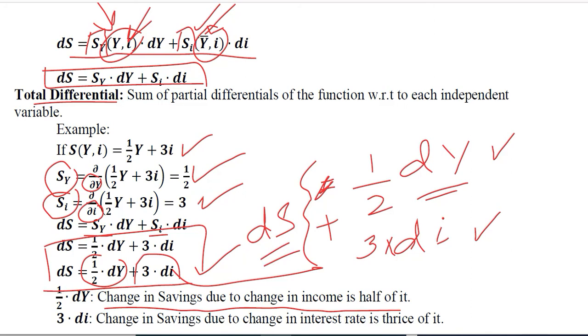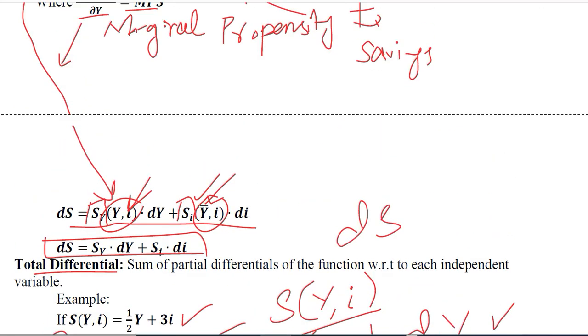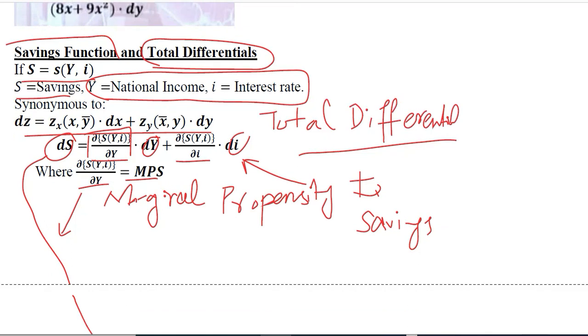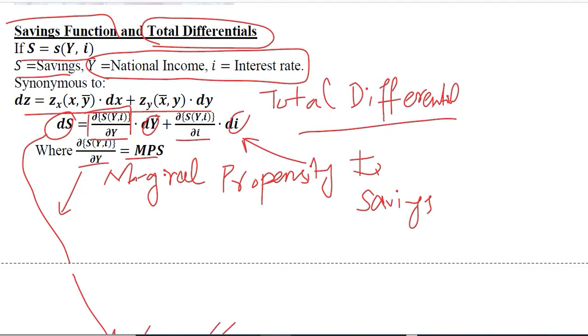So, you can see we have understood the dependence of S on Y and I, and we have observed how the change in S can be found by adding the effects of Y as well as I on the saving. In this way, a simple economic application of the savings function using the total differential is done here.